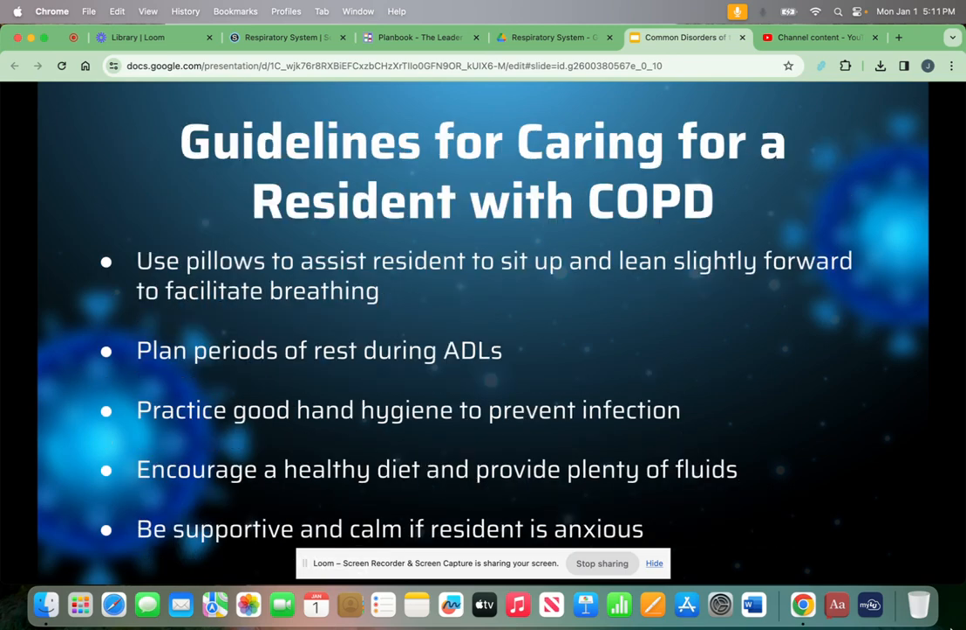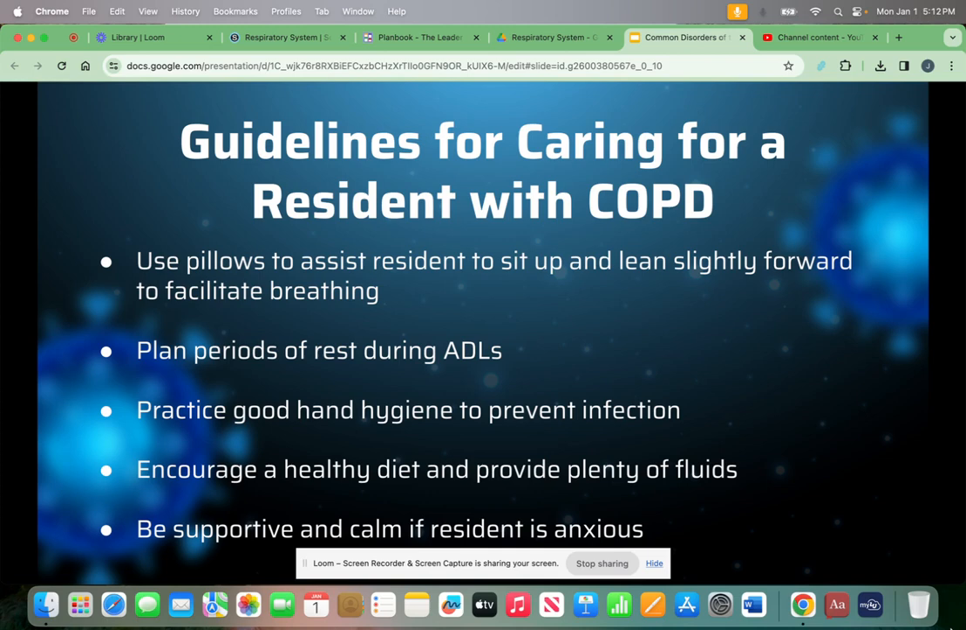Some guidelines for caring for the resident with COPD. You can use pillows to assist the resident to sit up and lean slightly forward to facilitate breathing. Plan periods of rest when completing activities of daily living. Practice good hand hygiene to prevent infection. Encourage a healthy diet and provide plenty of fluids. And be supportive and calm if the resident is anxious.